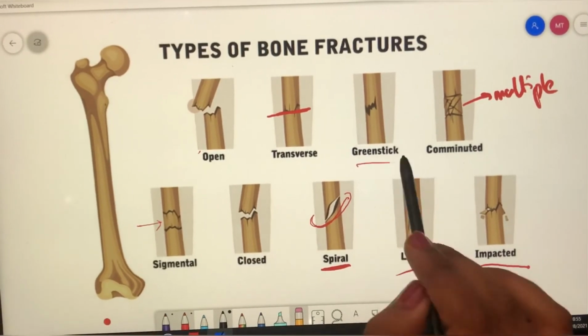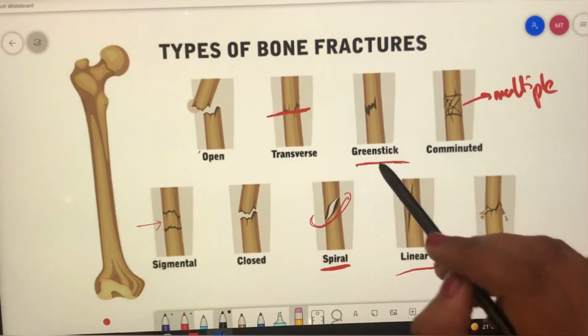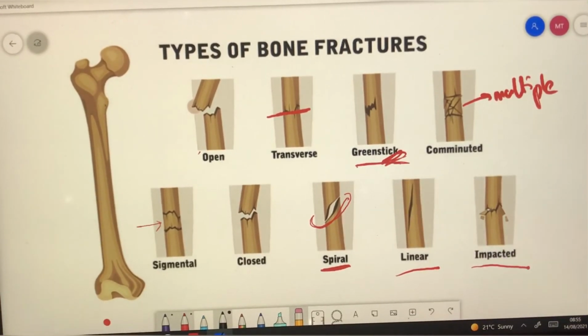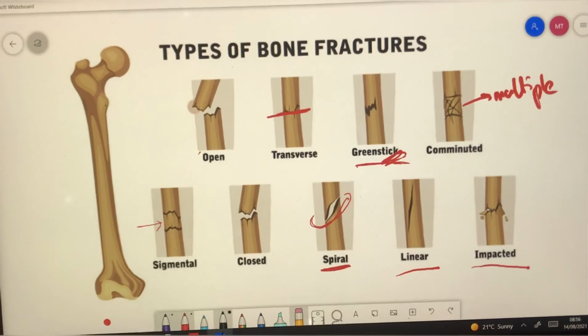And also the greenstick fracture. I will cover the greenstick fracture in the next videos. This is important for pediatrics. I will cover greenstick, open and closed types of fractures broadly in the next videos. So that's it. This is a general classification of fractures and a general introduction.